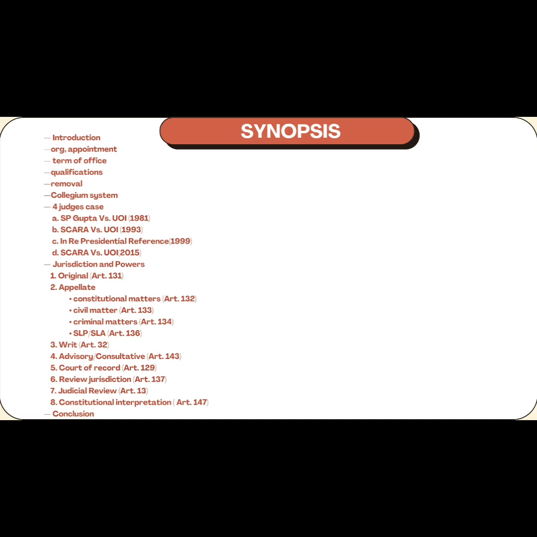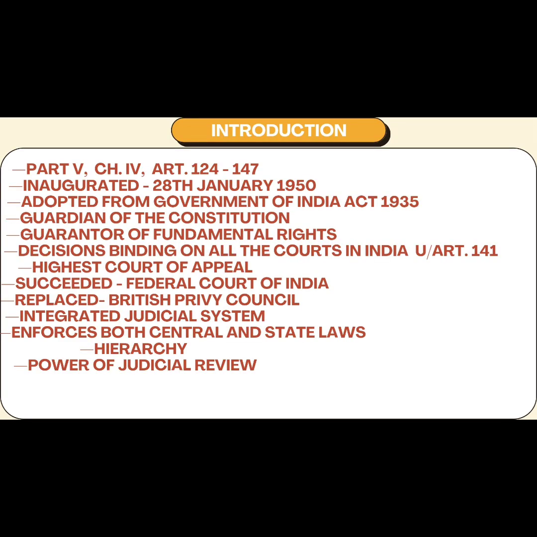So let's get started. Supreme Court is mentioned under Part 5 of the Constitution of India in Chapter 4, from Article 124 to 147. Supreme Court was inaugurated on the 28th January 1950, adopted from the Government of India Act 1935. Supreme Court of India is the guardian of our Constitution, the guarantor of fundamental rights. The decisions of Supreme Court are binding on all the courts in India under Article 141.